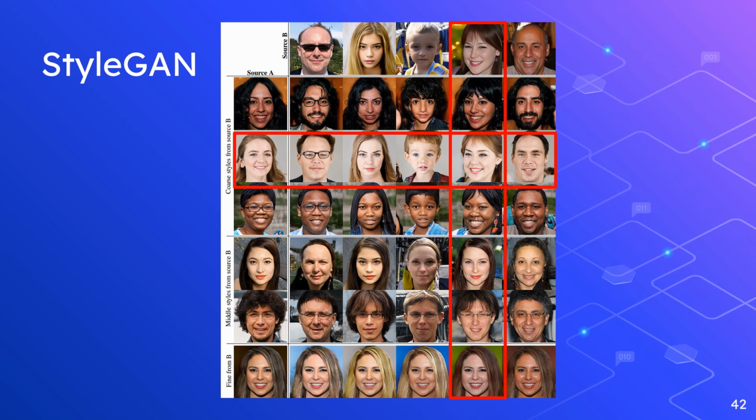the hair color. This image takes its middle styles from B, and because of that, it looks like a good combination of both. It doesn't look like either A or B in particular, it looks like a merger of those two. This image takes the coarse styles from A and the finer details from B. As you can see, this image mostly looks like the A example with finer details from the B image.